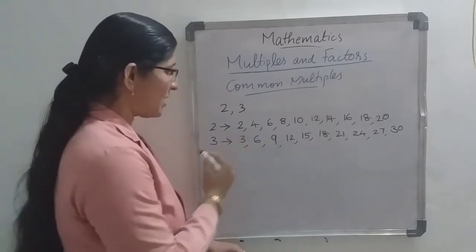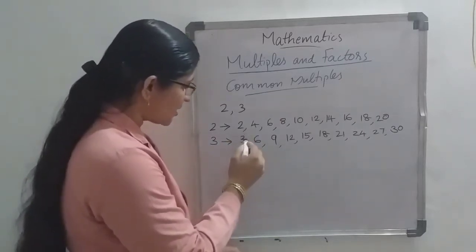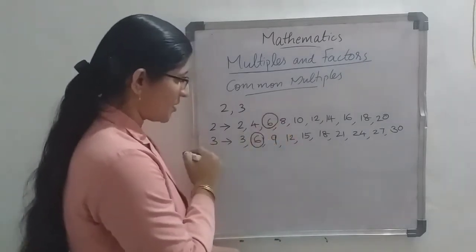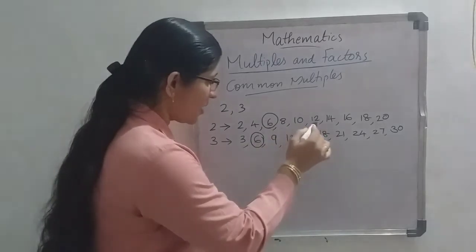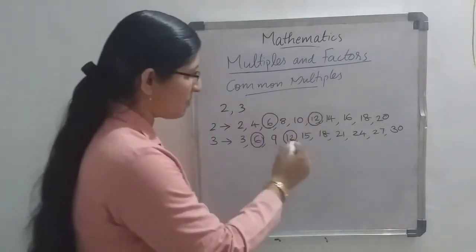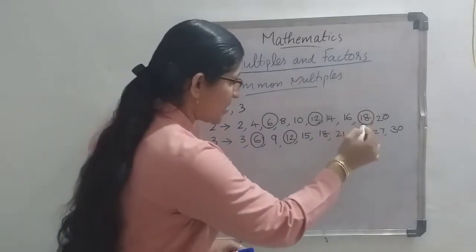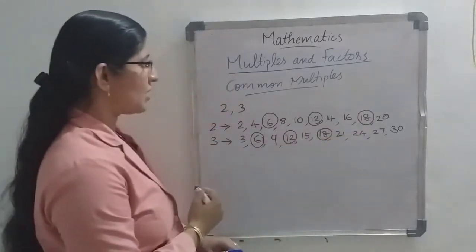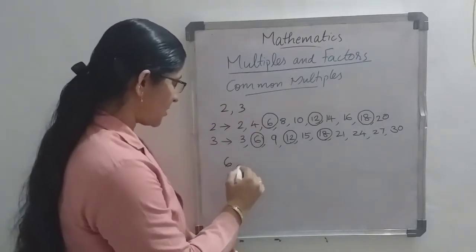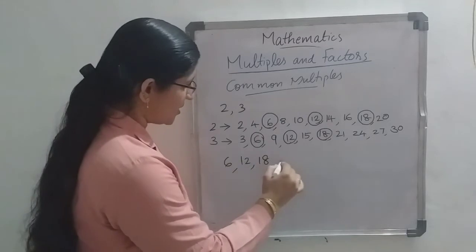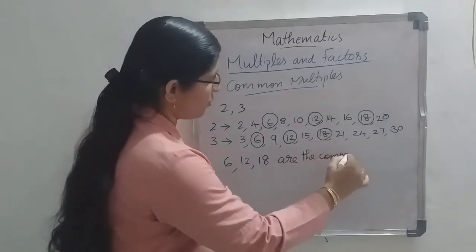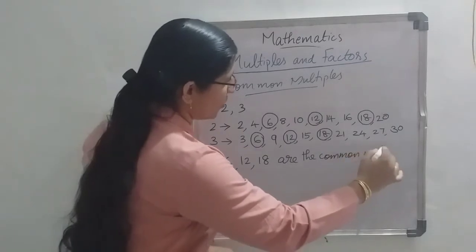So which are the common numbers here? Just check which are the common numbers. Yes, here it is 6, here also 6. Then again, which is the next one? Yes, here it is 12, here it is 12. Those are common numbers, same numbers. Then, yes, 18, 18. The first 3 common multiples of 2 and 3 are 6, 12 and 18. It is so easy, no?